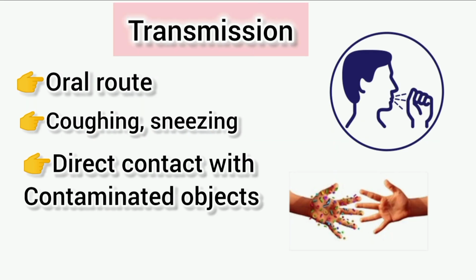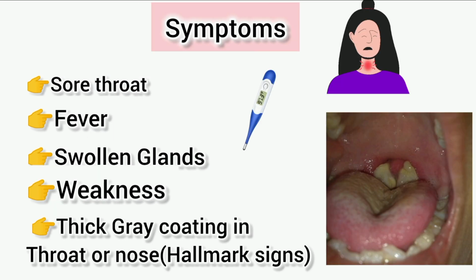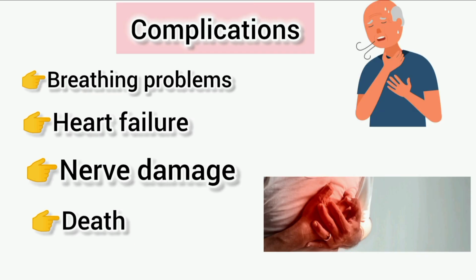Transmission. It spreads through respiratory droplets, for example, coughing and sneezing, and direct contact with contaminated objects and wounds, but the main route is oral. Symptoms. Its symptoms include sore throat, fever, swollen glands, weakness, and a thickened gray coating in the throat or nose, also known as the hallmark sign.